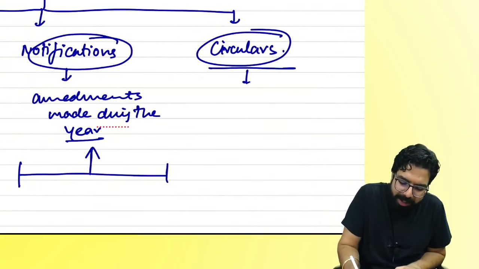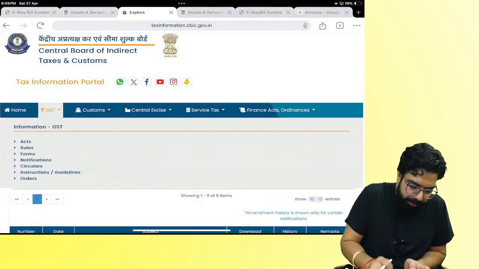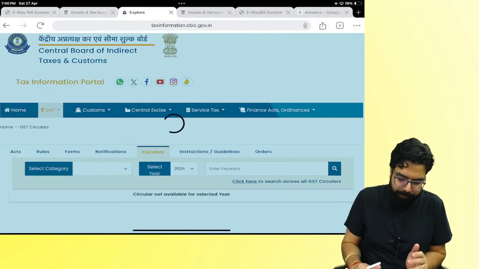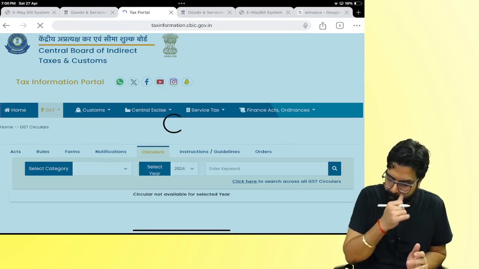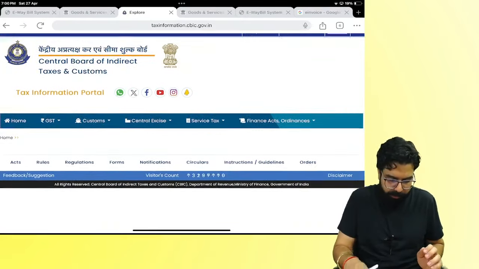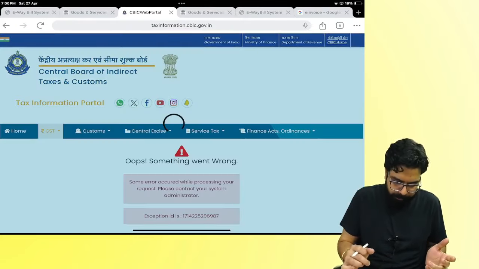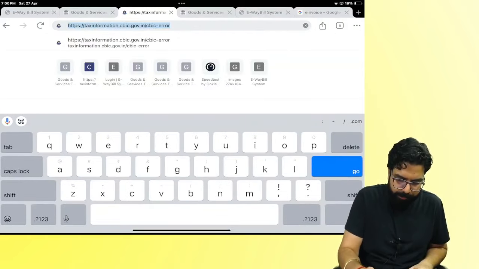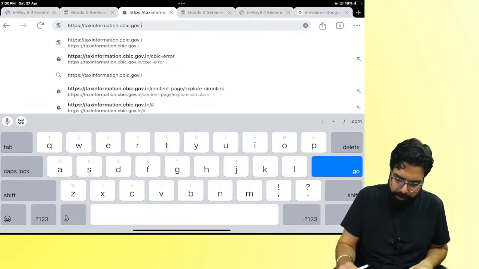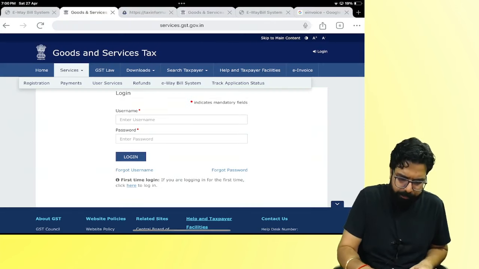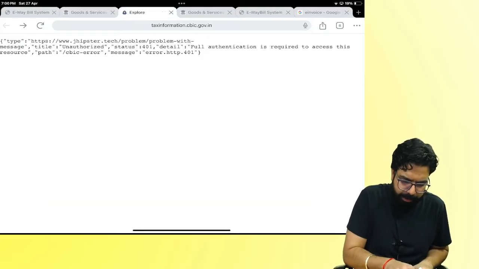The last is circulars. Circulars are basically clarifications. See over here, GST circulars. This website is a little slow. Today morning also this website was slow. Okay. There's some issue with the website. We'll try one more time, if not then later we'll see. Anyways, during our classes we'll get an opportunity to see. There's some error coming again and again.